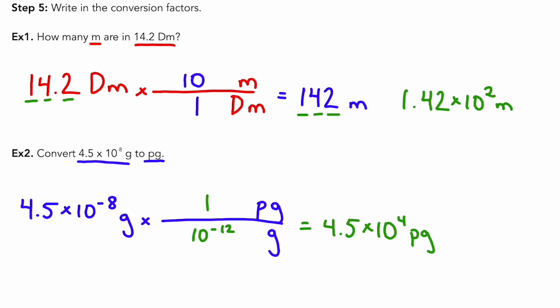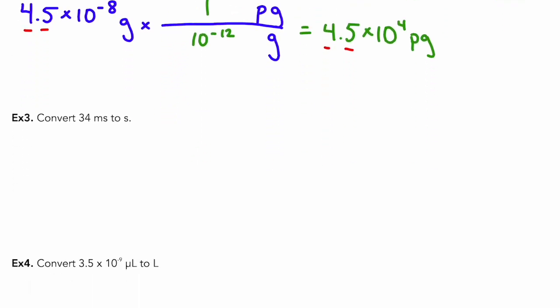Quickly, I'm going to double check my sig figs. I have 2 significant figures for 4.5, 1, 2. 2 sig figs here, and I included units, so I'm good to go. All right, let's look at the next one.